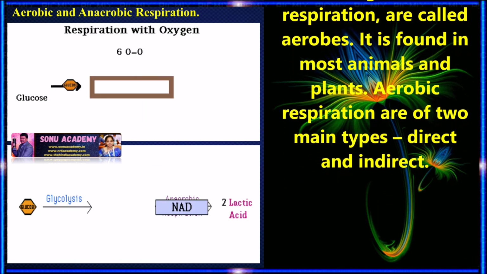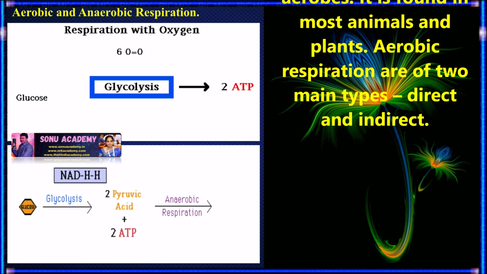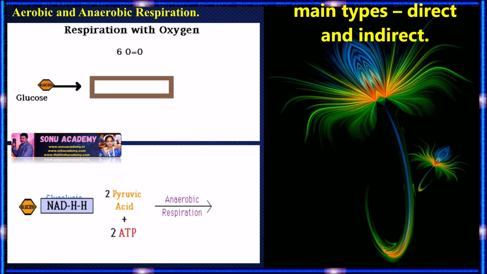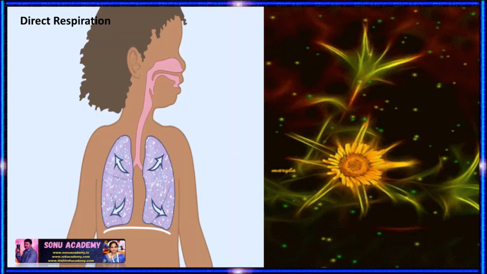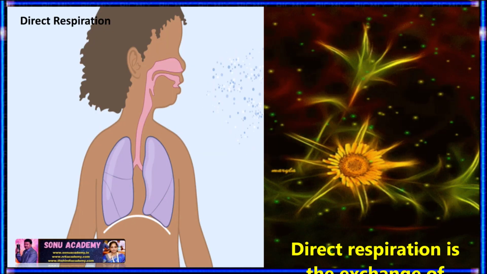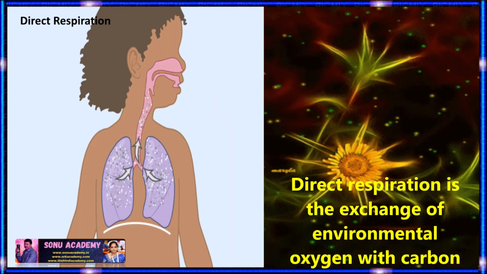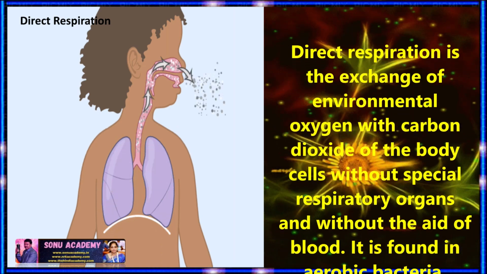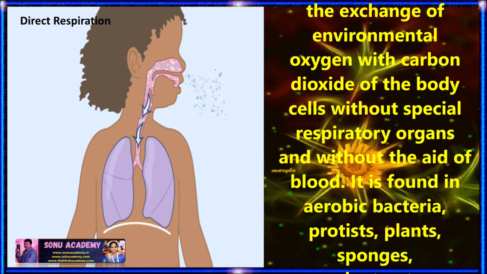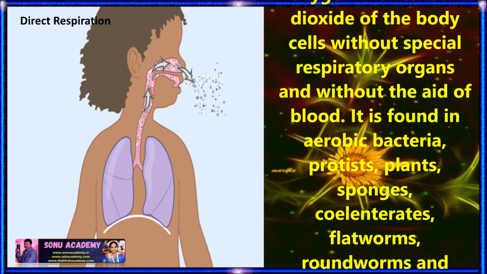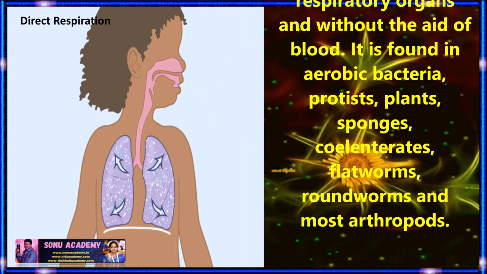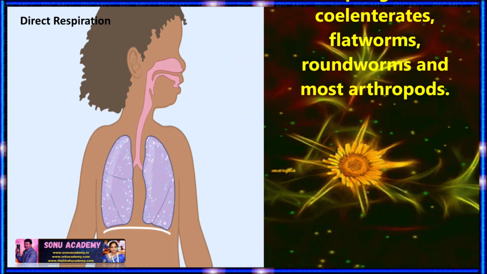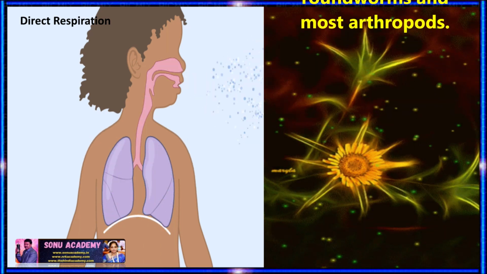Aerobic respiration is of two types. One is direct respiration, second one is indirect respiration. Let us see what is direct aerobic respiration. The direct respiration is the exchange of environmental oxygen with carbon dioxide of the body cells without special respiratory organs and without the aid of blood. It is found in aerobic bacteria, protists, plants, sponges, coelenterates, flatworms, roundworms, and most of the arthropods.